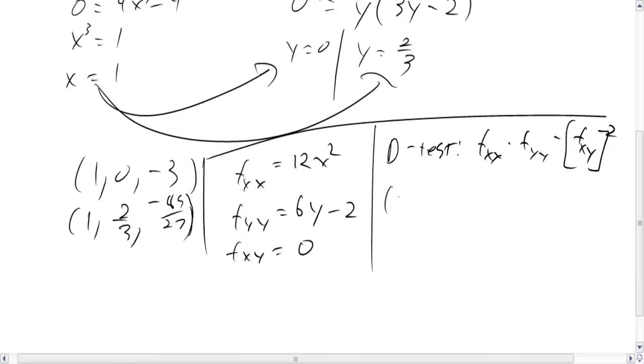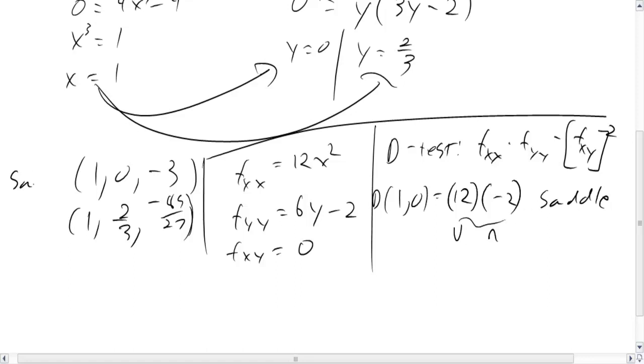So I'm going to start off by testing the point 1, 0. So d of 1, 0: when I substitute in 1 for x's, that gives me 12. When I substitute in 0 for y's, that leaves me with -2. And I can stop right there because I see the concavities do not match. This is concave up, this is concave down, therefore I know it is a saddle point. So this is a saddle.